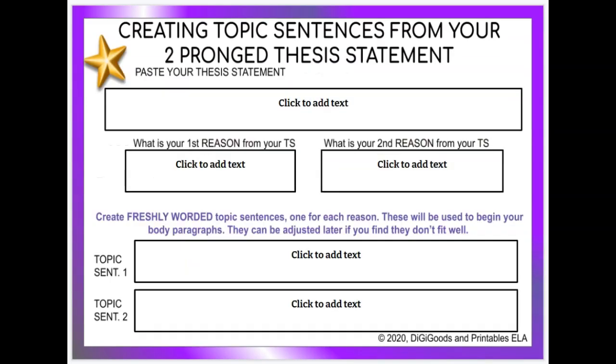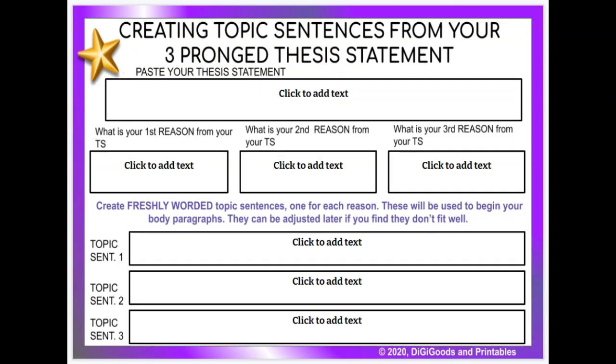Scroll down to the next slide so you can practice building your topic sentences. If you have written a two-pronged thesis statement, meaning you've given 2 reasons, you're going to use the slide that says creating topic sentences from your two-pronged thesis statement. However, if you have written a 3-pronged thesis statement, you'll use the slide that says 3-pronged thesis statement. Your teacher may have removed the one that you're not using, so you may only see the one that you need.